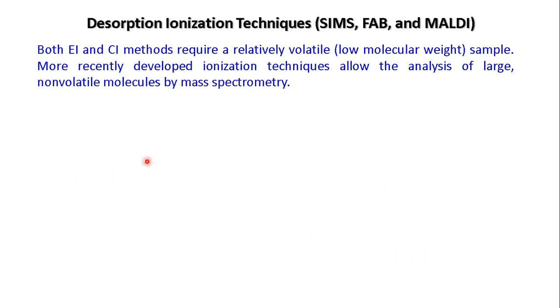Now let us go to the desorption ionization technique. Both the EI and CI methods, electron ionization and chemical ionization, require relatively volatile compounds, so low molecular weight, as I told in the last class. Here, the desorption ionization technique is recently developed. This technique allows the analysis of large non-volatile molecules. This is the beauty of this technique.